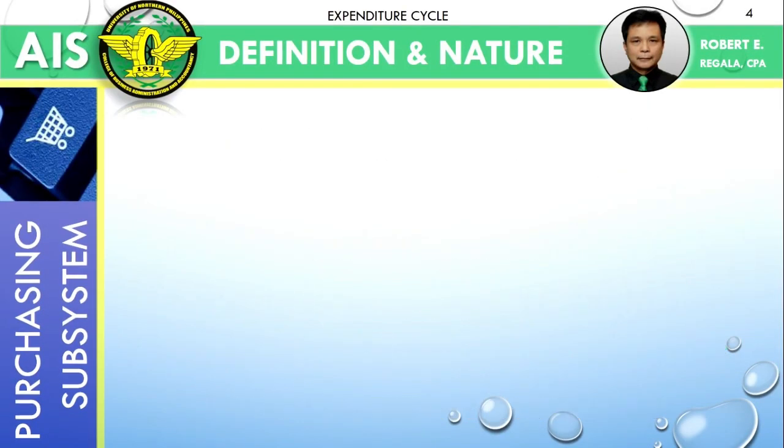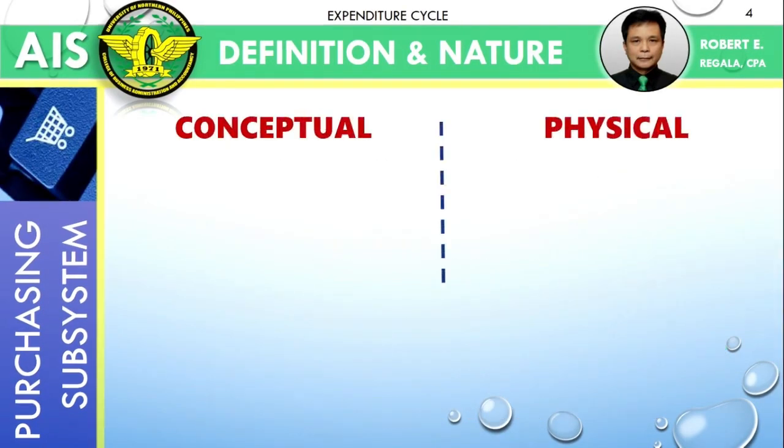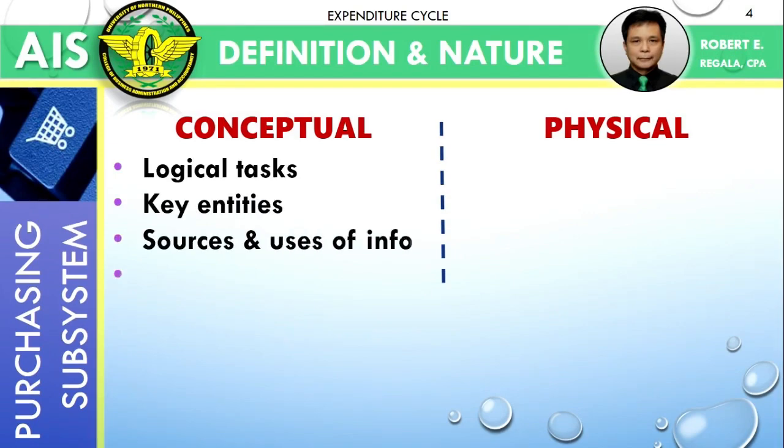This discussion examines the principal features of the two major subsystems that constitute the expenditure cycle: 1. The purchases processing subsystem, and 2. The cash disbursement subsystem. This chapter is organized into two main sections. The first section provides an overview of the conceptual system, including the logical tasks, the key entities, the sources and uses of information, and the flow of key documents through an organization.